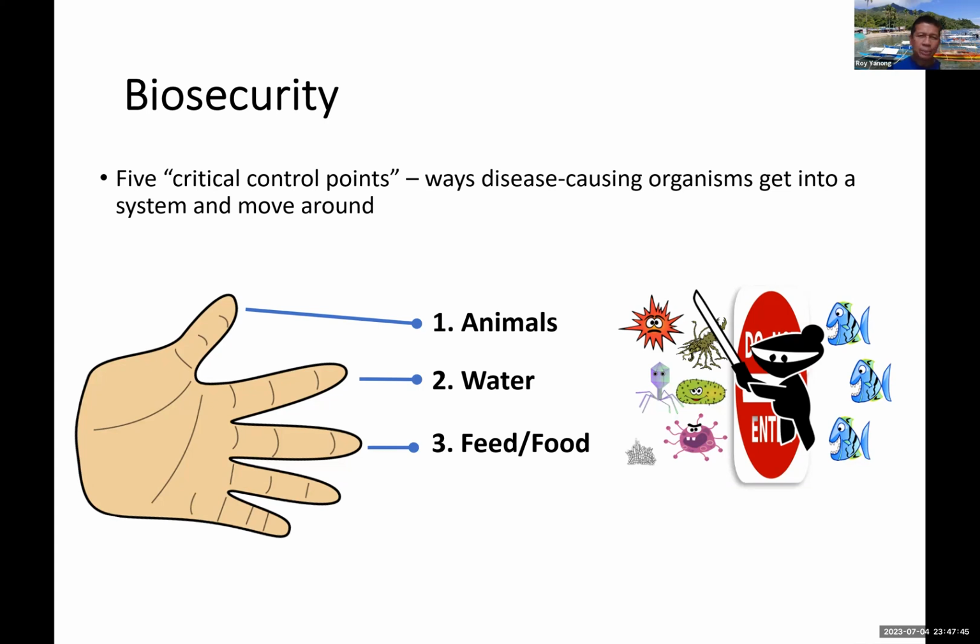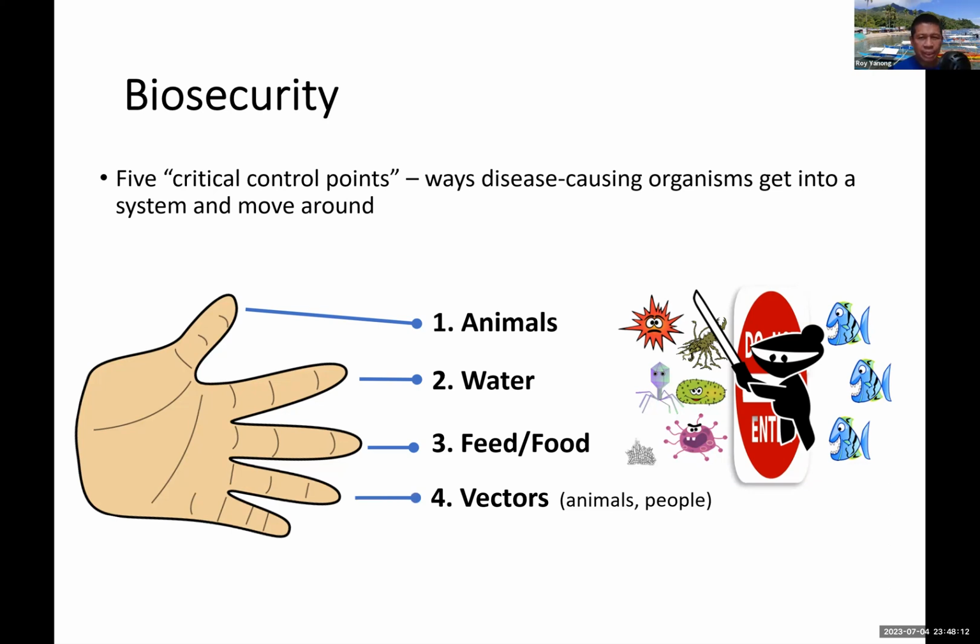Feed and food, we talked about that already. Usually commercial pellets and flake food should be fairly clean, unless of course they're not stored properly. Then you can have things growing on them that can potentially cause problems with the fish. Live foods, of course, because they're alive, can potentially bring disease organisms into the system and into your fish as well.